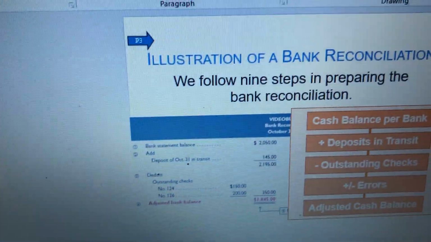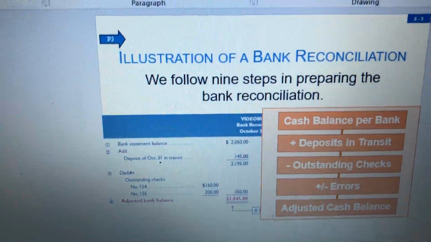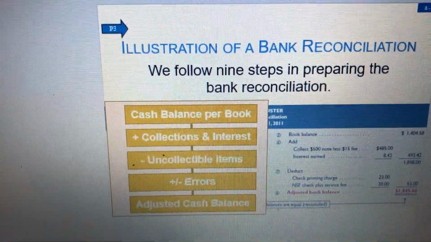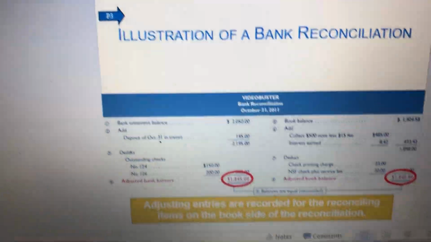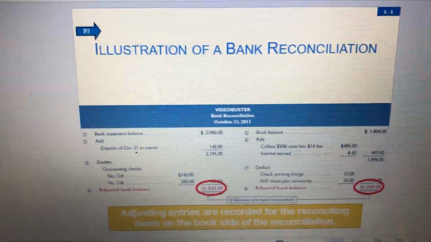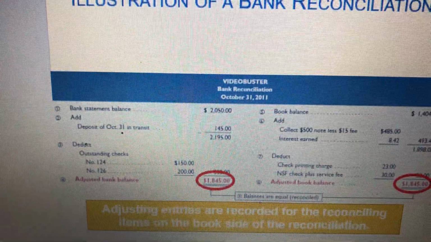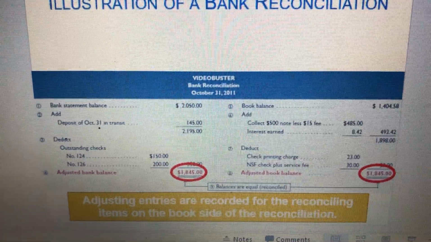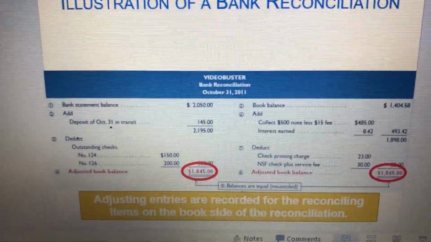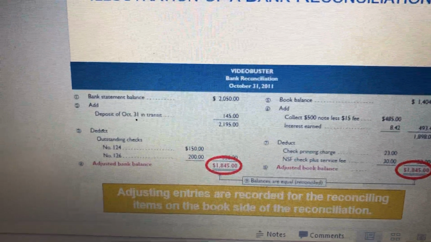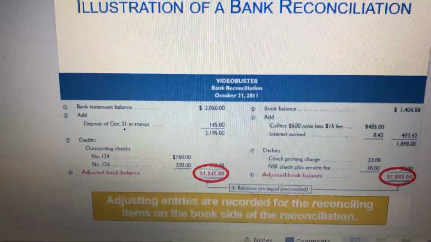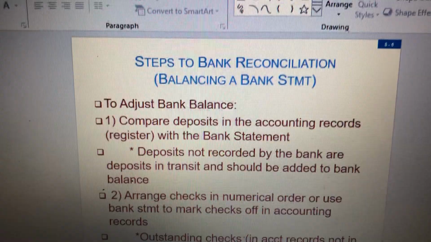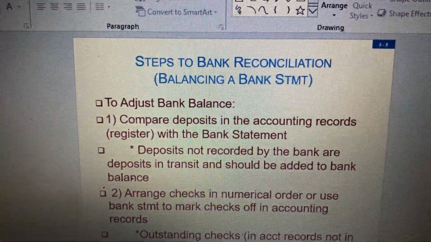So, if you go back, there are 9 steps to reconciling a bank statement. Okay, we want to start with, and what you're trying to do here, this is one of the slides, you're trying to get your check register to equal the bank statement balance, because they're not going to be equal to begin with. So let me go back. Here we go. Steps to reconciling a bank statement.